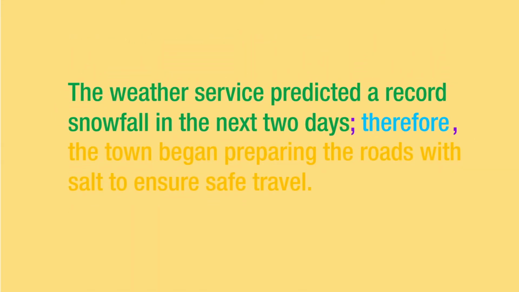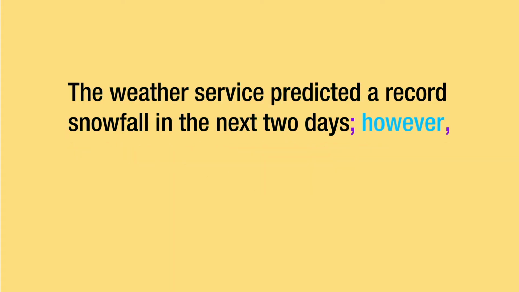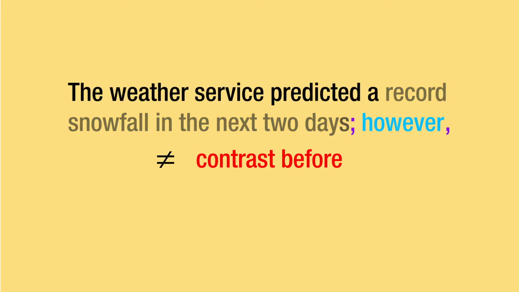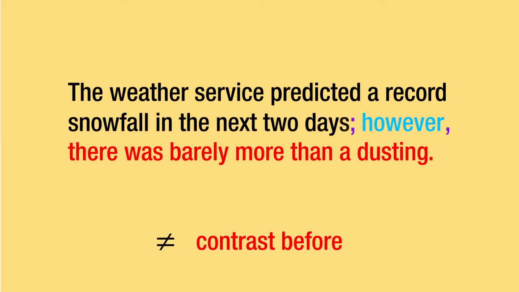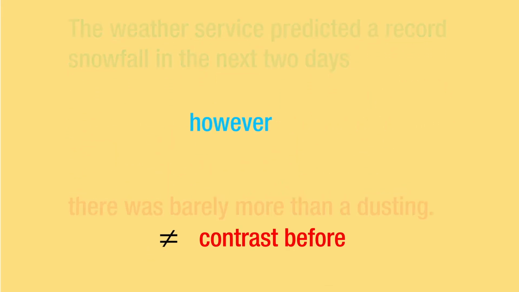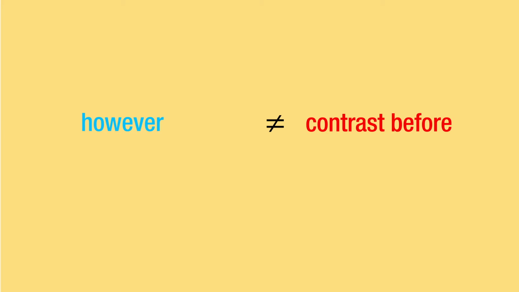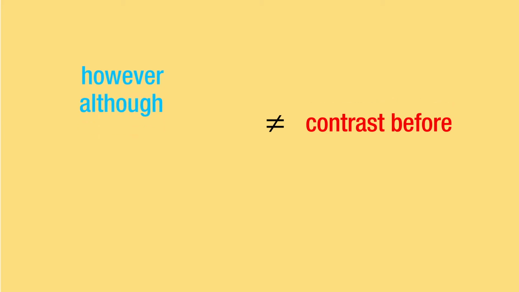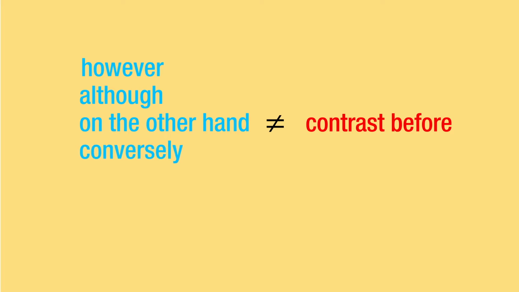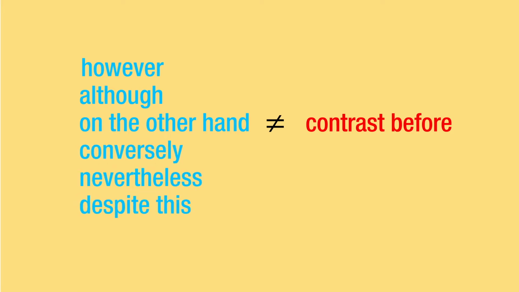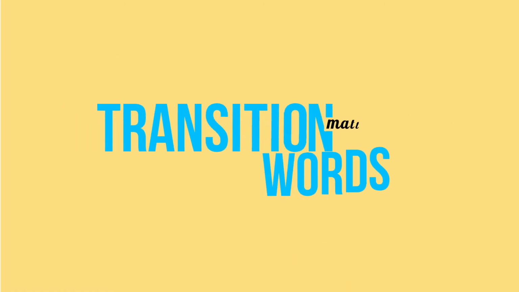One last time, let's change that transition word. What if we changed it to however? Okay, so however is a word that lets us know that it's going to contrast what came before. So we predicted record snowfall. However, there was barely more than a dusting. So that's the opposite of what came before. Other words that mean contrasting what came before would be however, although, on the other hand, conversely, nevertheless, and despite this.